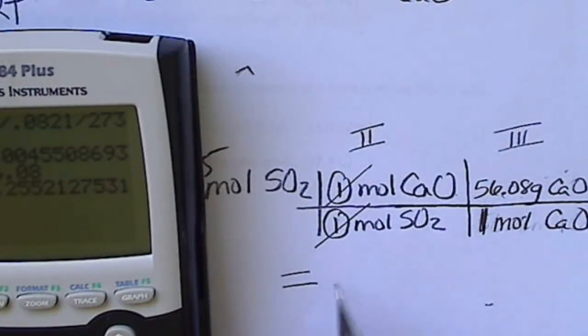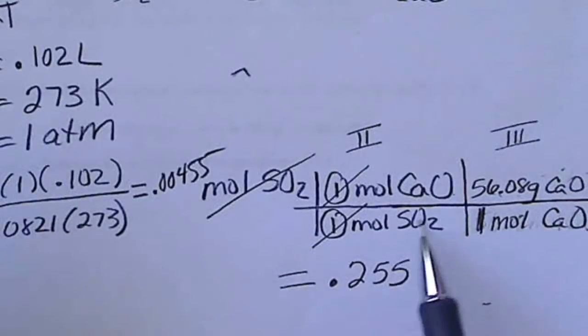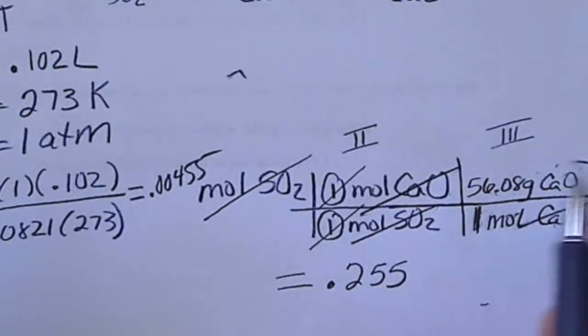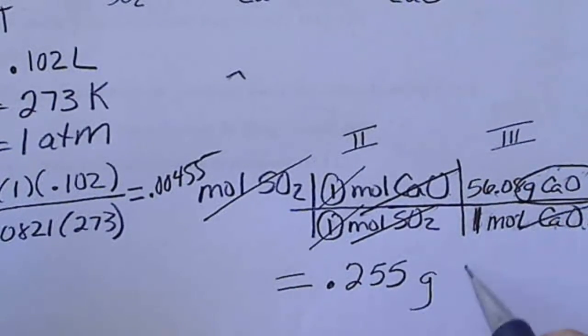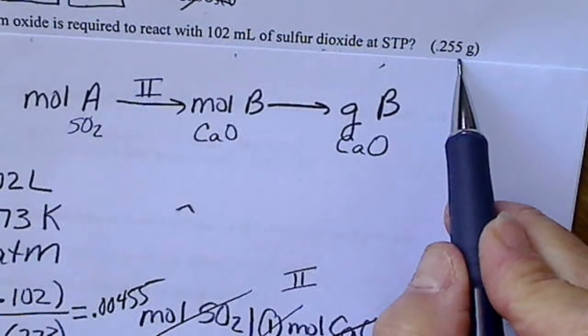So the answer to this calculation is 0.255, and the units that would be left, since those cancel and those cancel, is going to be grams of calcium oxide. And if we check that answer here, we see that that's correct.